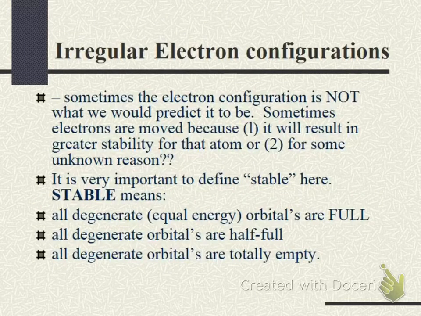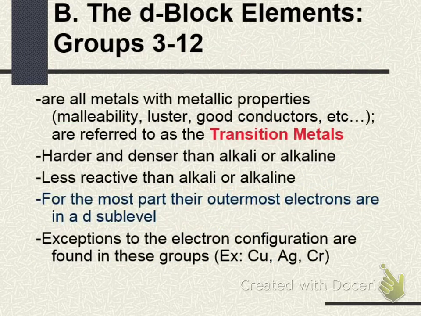And remember, they're filling the d orbitals. And so they're going to have anywhere from d1, d2, and so on. Now, this is the whole block from groups 3 to 12, unlike groups 1 and 2, which each had their own name. This is the whole block, okay? And these are very, very dense metals.